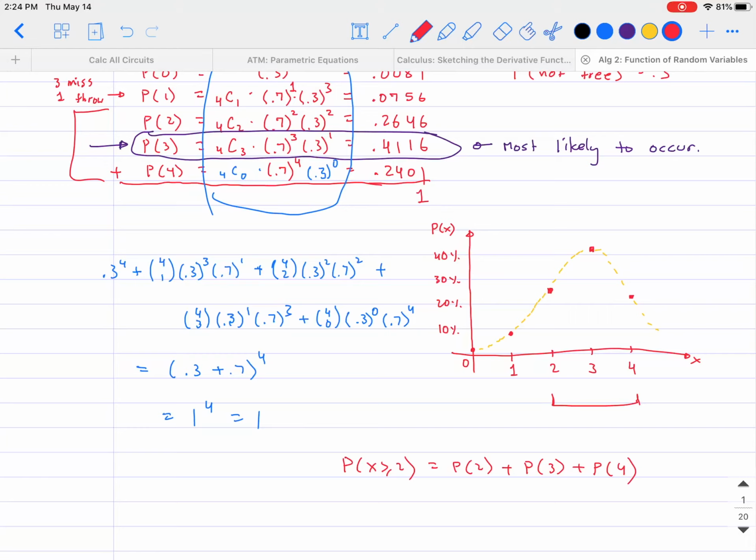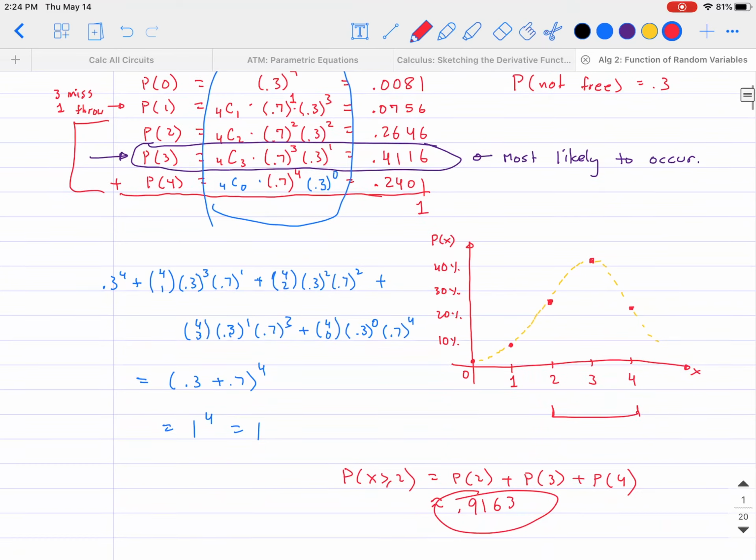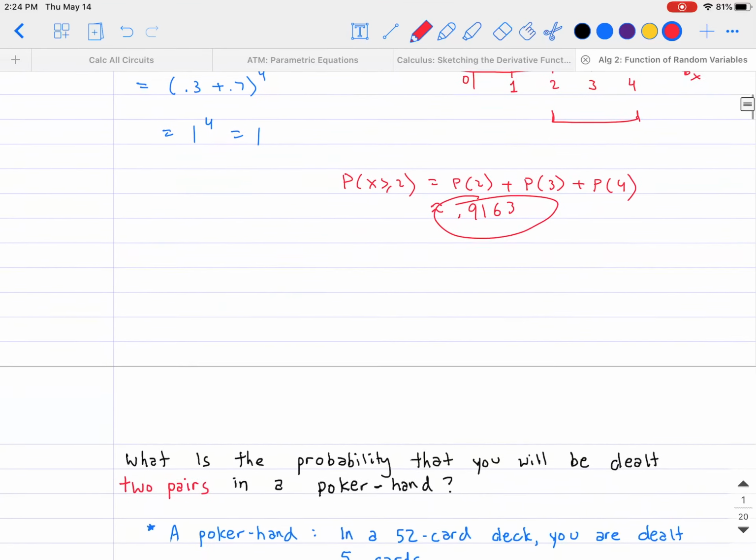So let me just quickly do that for you. 0.2646, and then plus 0.4116, and then plus 0.2401. So the answer looks like it's about 91.63%. Okay, so there you are. All right, so hopefully that example was explained thoroughly enough that you understand what's happening there.